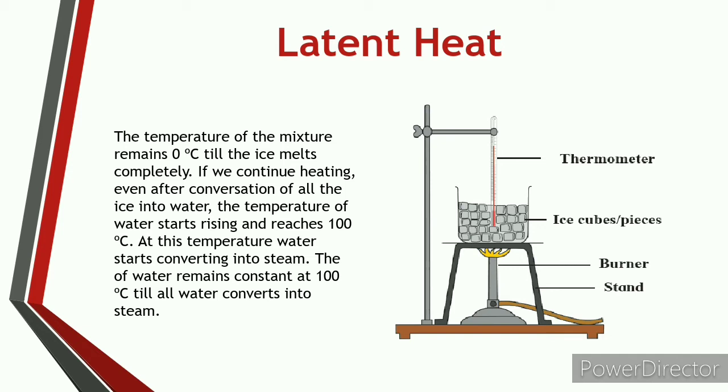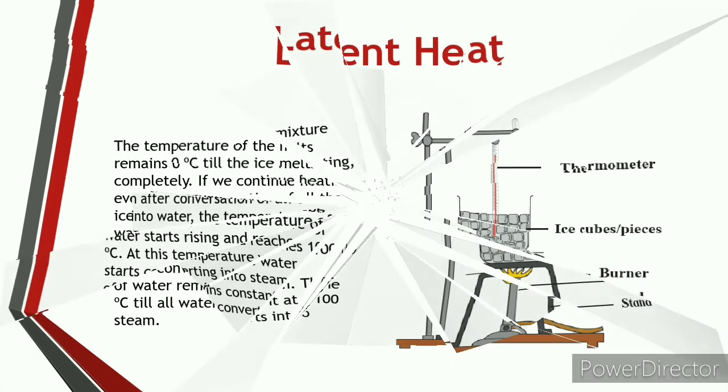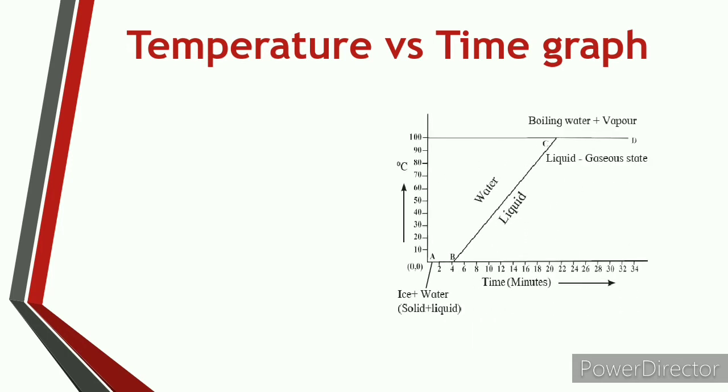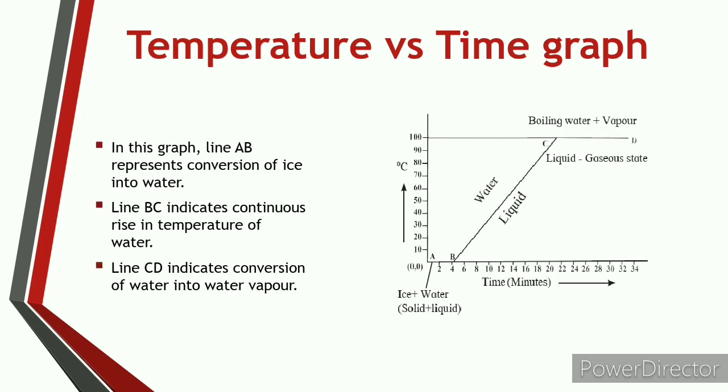The heat absorbed by ice is used to melt ice into water at first, for some time, and then when all the ice has melted, the heat will be used to increase the temperature of water. Okay, this we will see in the form of a graph. Now observe the temperature versus time graph. You will observe line AB, line BC, and line CD. We will see it one by one.